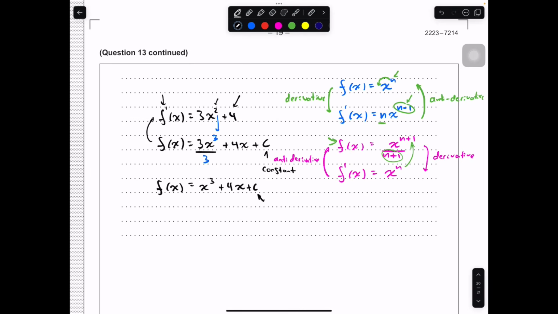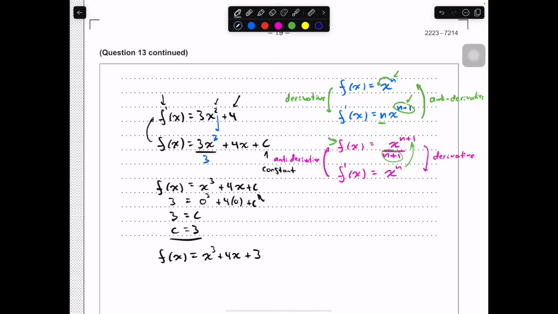So y is equal to 3 when x is equal to 0, and everything with a 0 is just going to go away. And so we have 3 is equal to c, or c is equal to 3, and our derivative, sorry, our antiderivative is x cubed plus 4x plus 3. So we found out that c was equal to 3. Nice question, I think.